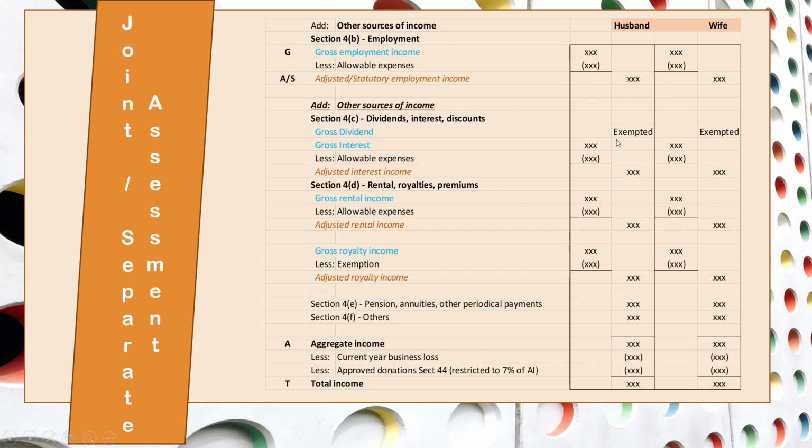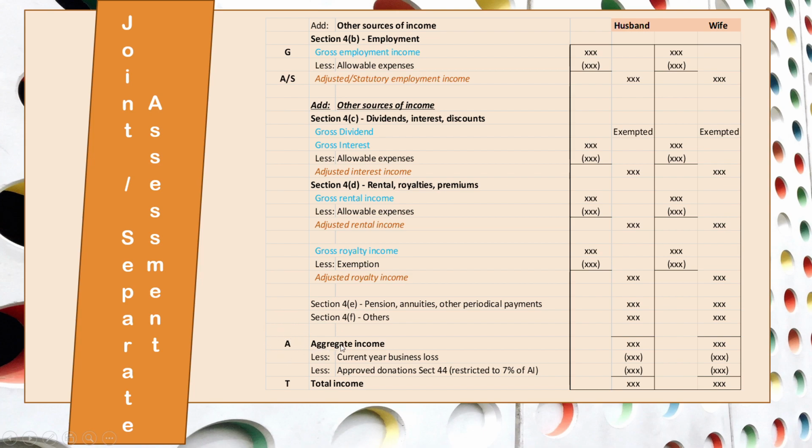So that's why you can see here you have two columns, one for husband and one for wife, because whatever income the husband has will be computed on his own, and the wife's will be computed on her own. Okay, so once you get all your adjusted or statutory employment income, dividend income, rental income, and so on, you will come to the stage of aggregate income. Remember your GASAT, your gross, adjusted, and statutory income. Now the next one will be aggregate income.